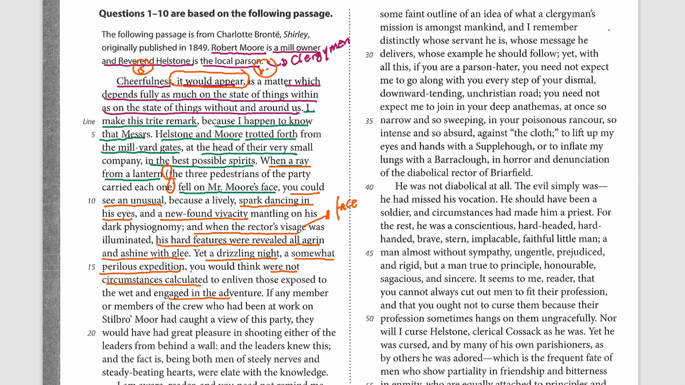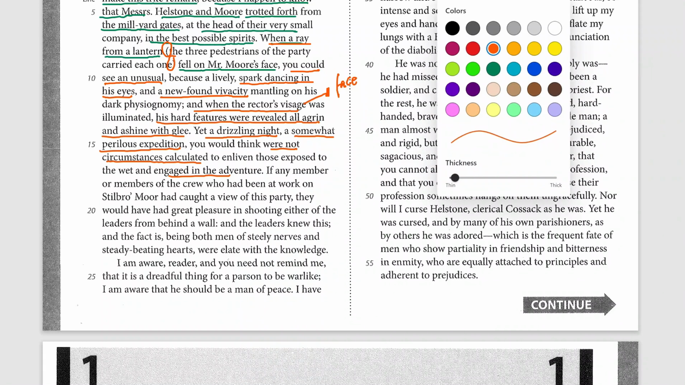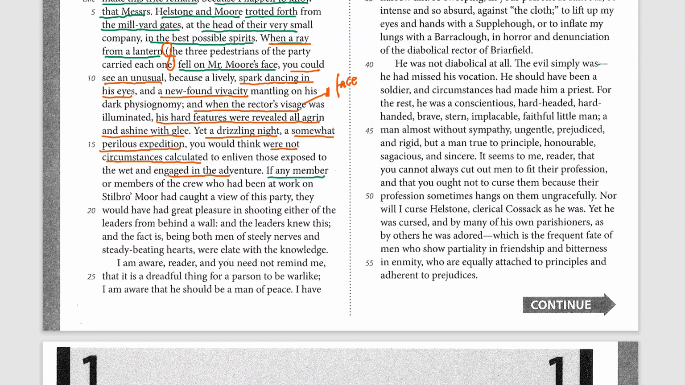Anyway, let us start from here. If any member or members of the crew who had been at work on Stelbro Moor had caught a view of this party. He's being hypothetical: if any of those working at the mill had caught sight of this party. Who is the party? Moore and the parson, the clergyman, the religious man, the priest. They would have had great pleasure in shooting either of the leaders from behind a wall.